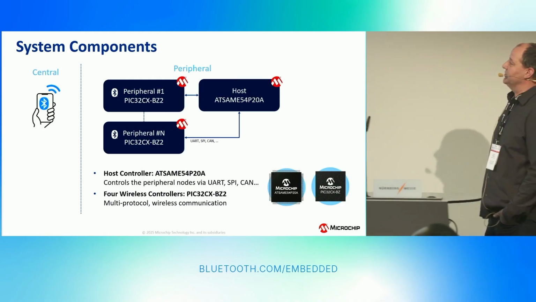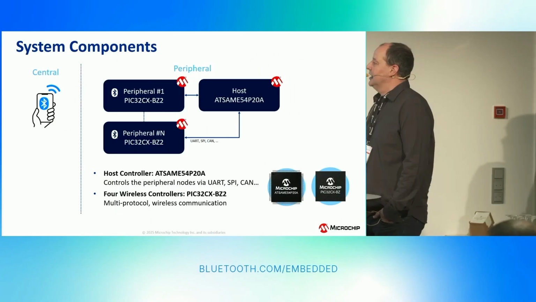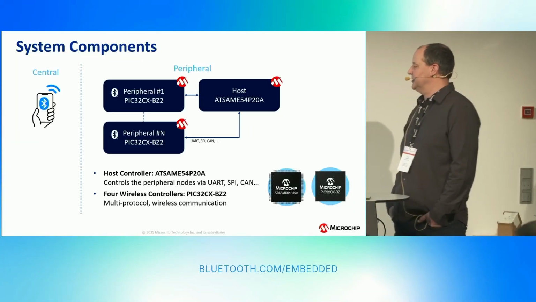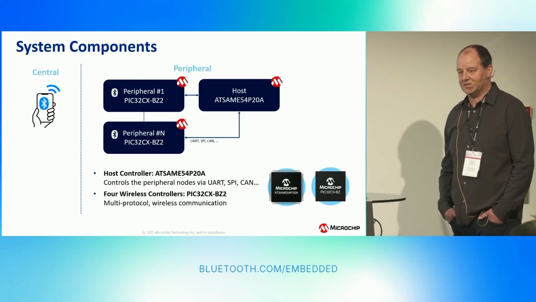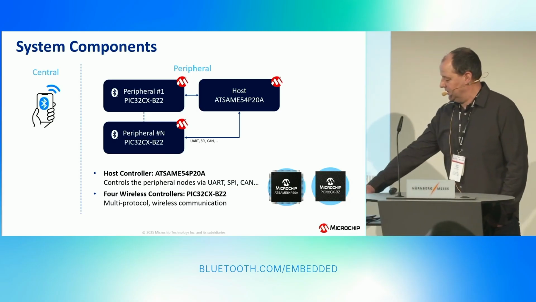Let's come to the peripheral devices. We have a host controller, which has the application component and the host component on its side and does the communication with the peripherals, either via UART, SPI, or CAN. In our demo, we use CAN. And we have 4 wireless controller PIC32CX-BZ2 devices, which handle the controller component of the BLE.